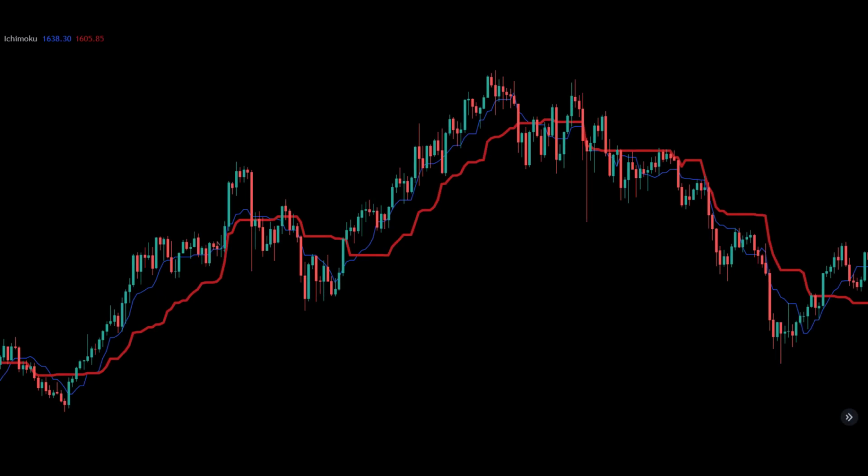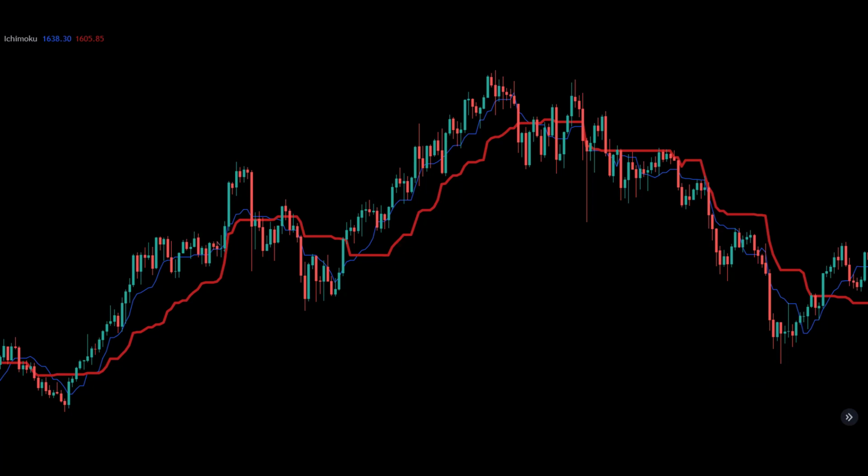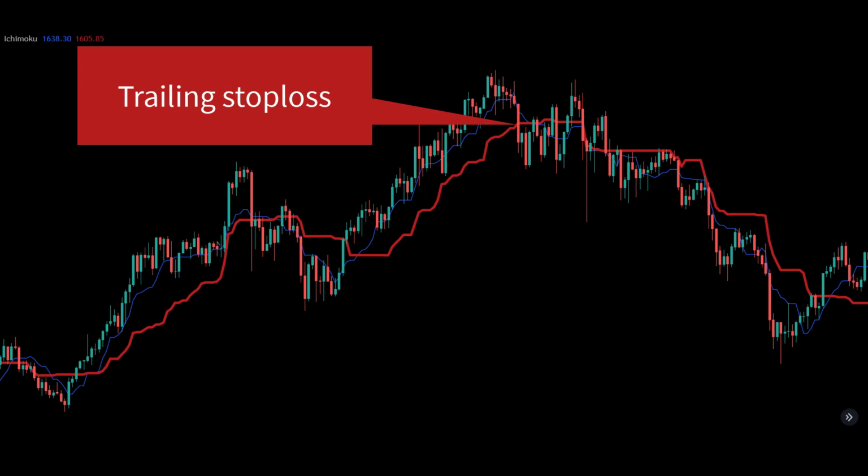The Kijun-sen is also called the baseline and is primarily a trend container. It is calculated by averaging the highest high and the lowest low of the previous 26 periods. And you can compare this with the Tenkan-sen, but only with a larger time period and therefore giving more importance to larger trends in the market. Also another thing, the Kijun is also often used as the stop loss for a trade.